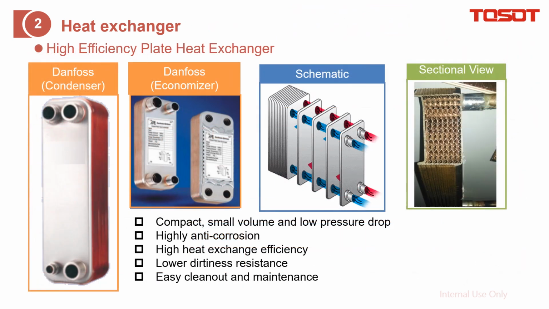There are two plate heat exchangers inside the Versatility. One is the condenser, which is to exchange heat between the refrigerant and the water. The other is the economizer. This is to exchange between different flows of the refrigerant. And here I'd like to introduce how it works.